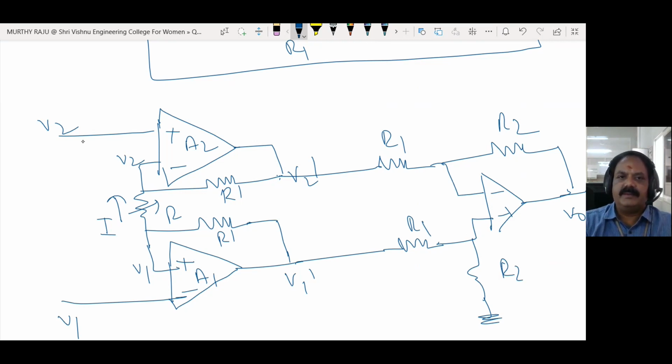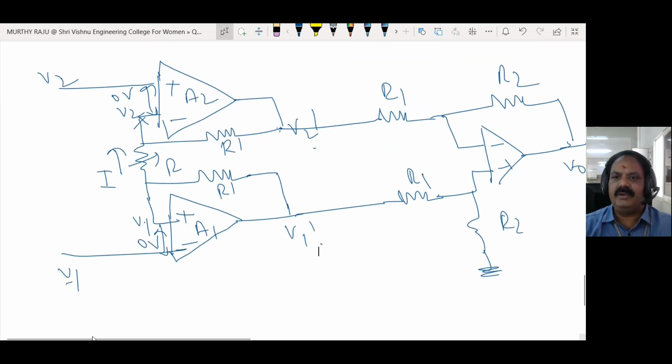Suppose this is the 0 volts. VID2 is 0 means V2 is equal here. The voltage at the non-inverting terminal is the same as the voltage at the inverting terminal. Therefore, V2 is equal to 0. The voltage at the non-inverting terminal is the same as the voltage at the inverting terminal V1. VID1 is 0. At this point, the voltages are V2, V2, V1, V1. Here V2 dash and here V1 dash.